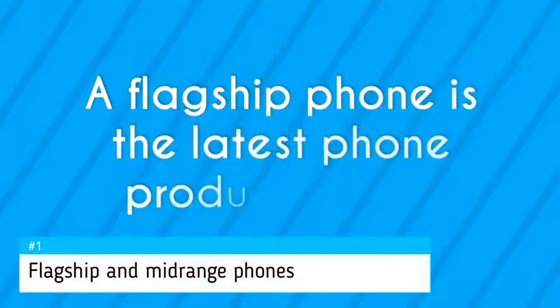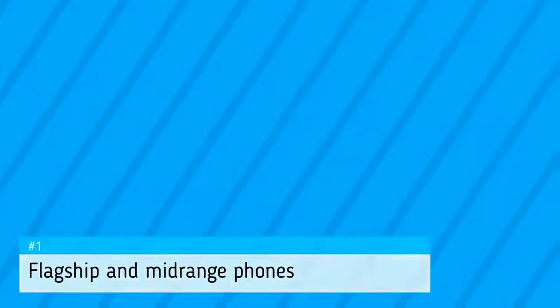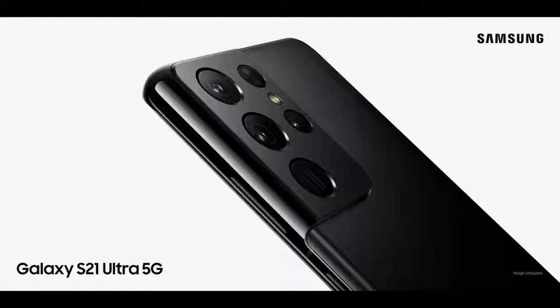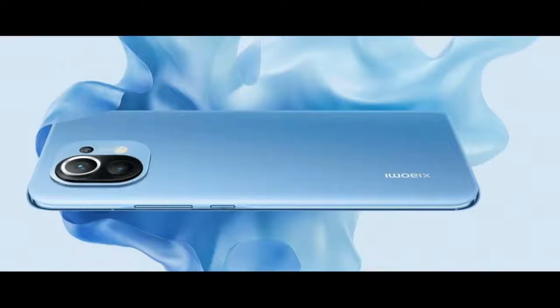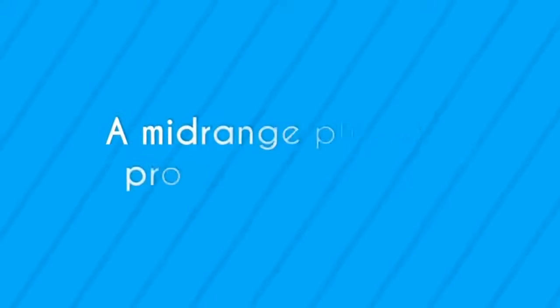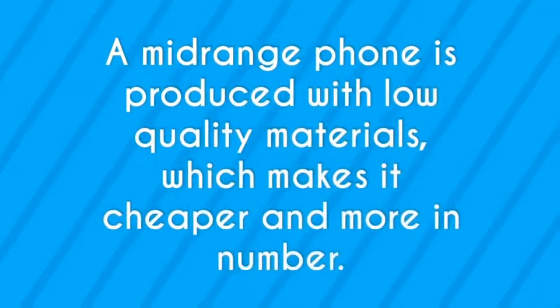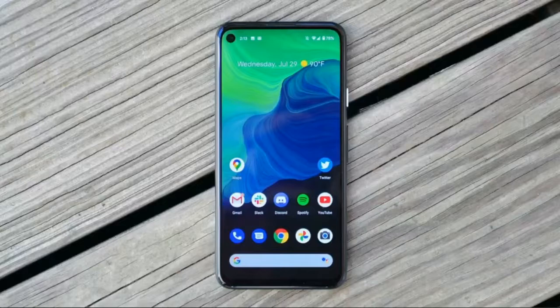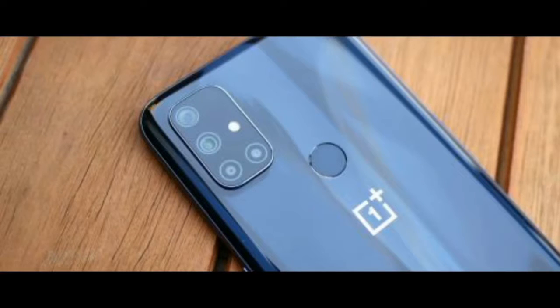A flagship phone is the latest phone that a company produces in a year. For example, the Samsung Galaxy S21 Ultra or the Xiaomi Mi 11. And a mid-range phone is a phone that is produced with not too high quality materials, which makes them cheaper and more in number. For example, the Google Pixel 4a or the OnePlus Nord N10.